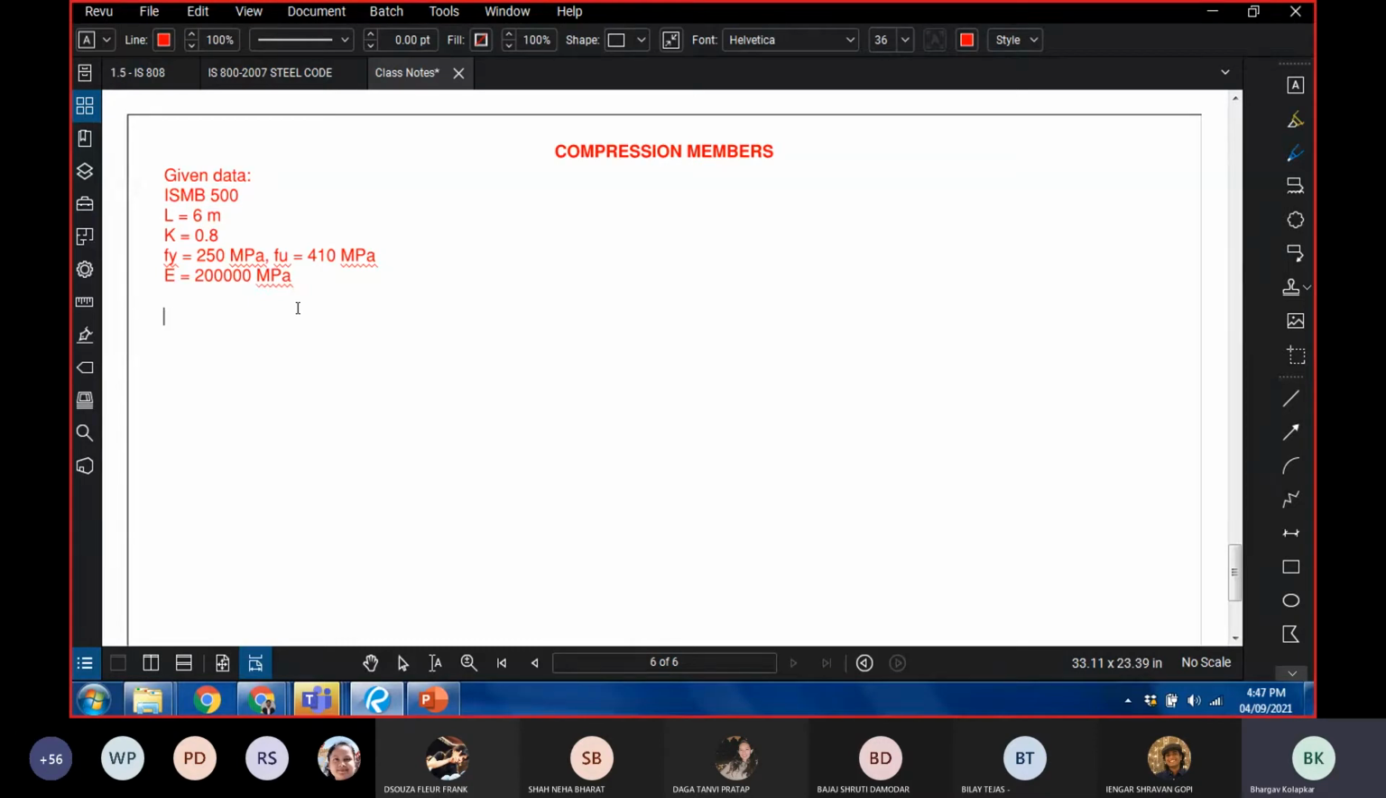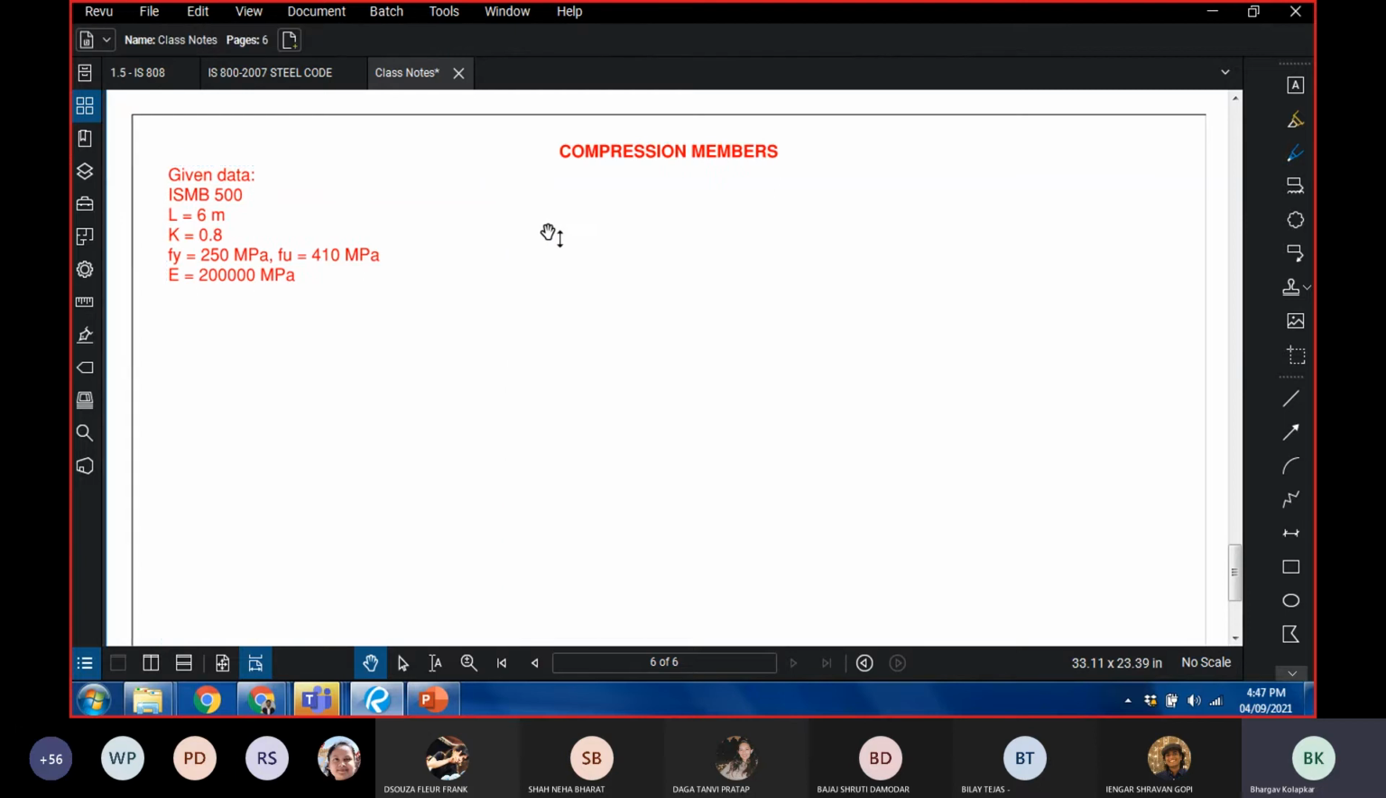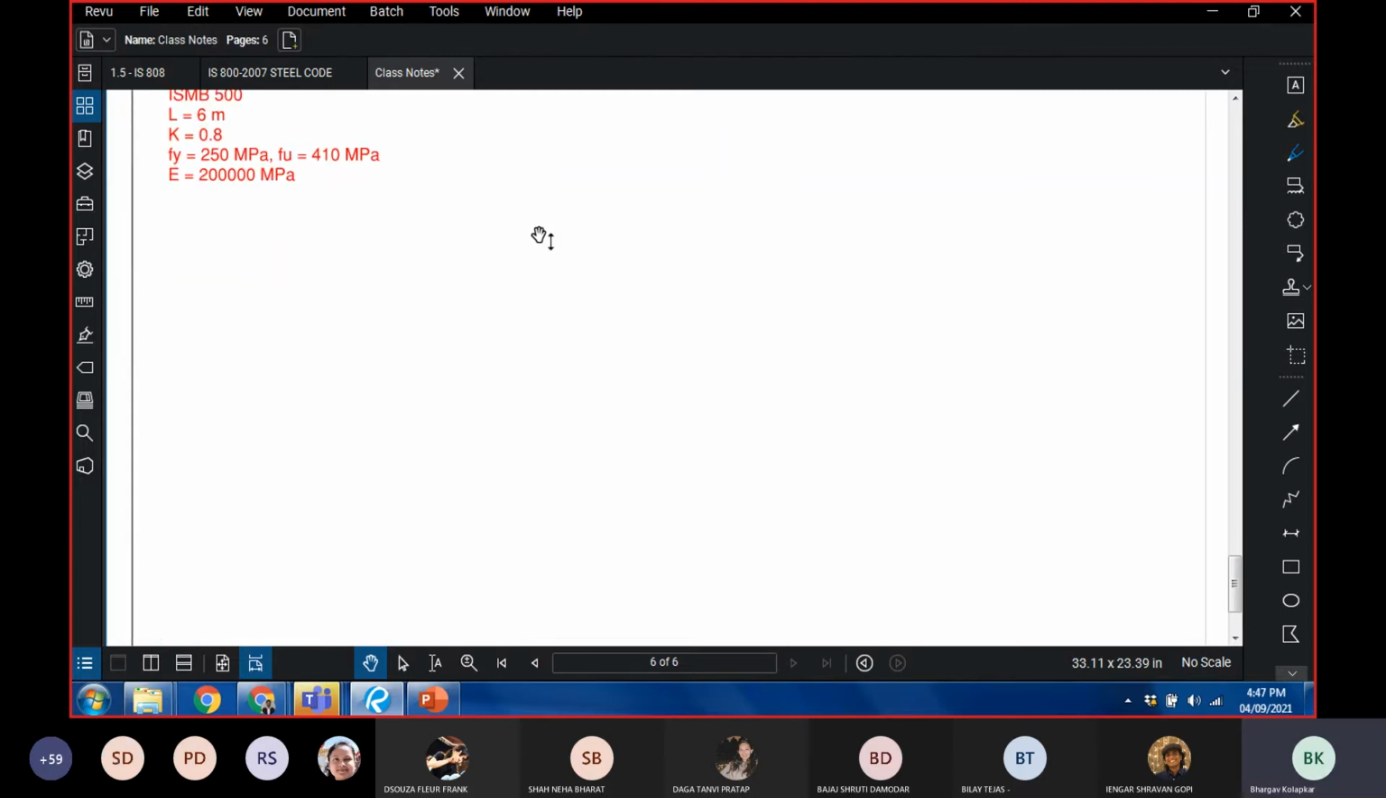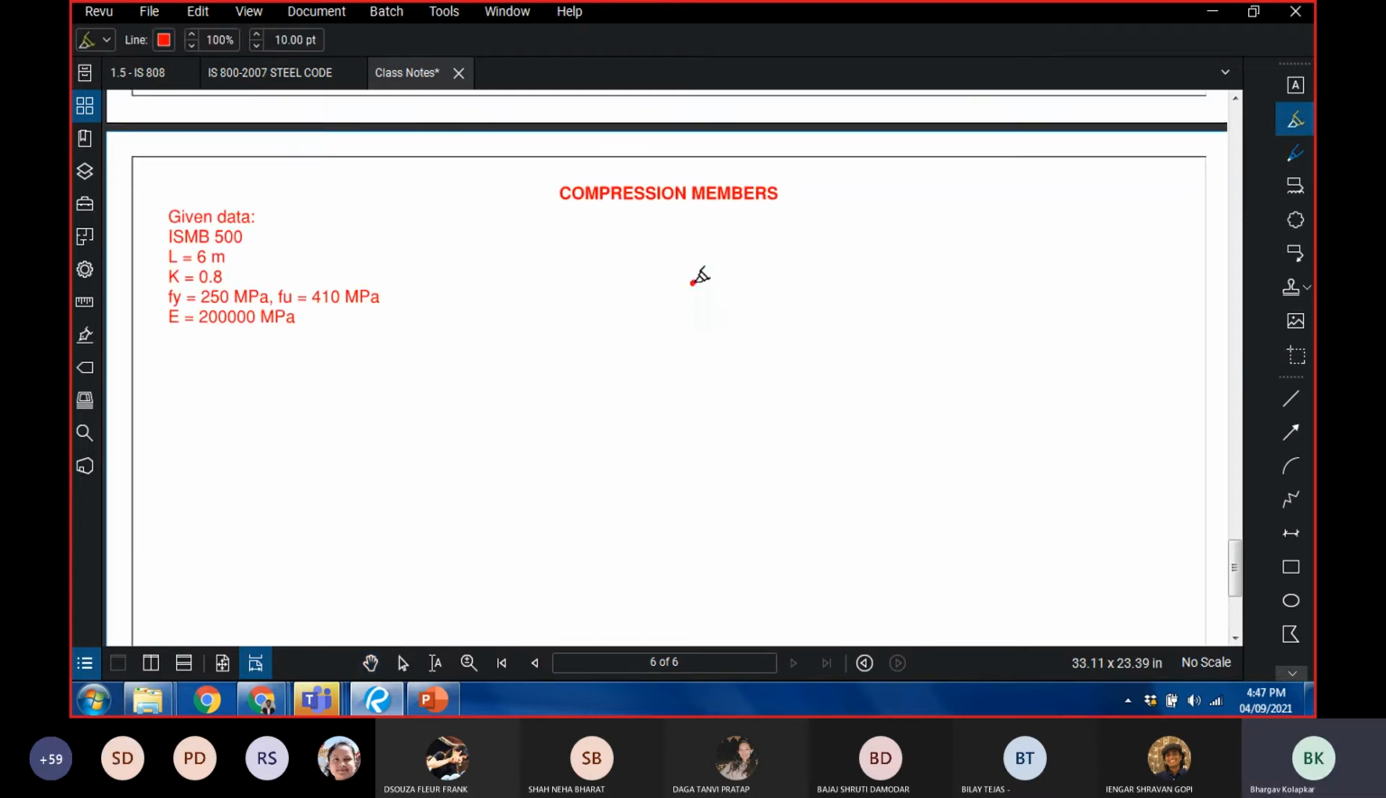Now let us try to work backwards and understand the steps to be followed. Ultimately, what we have to find out is the load. How do we calculate load? Load is equal to stress into area. Area is something that we know. We can refer to the steel table and compute the area for ISMB 500. Now, what is this stress?